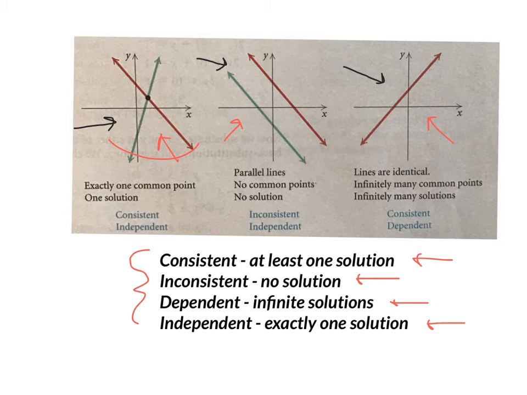So that very first picture, we would say that's consistent, independent. The second picture, we would say that's inconsistent. And the third picture, we would say that is consistent and dependent.